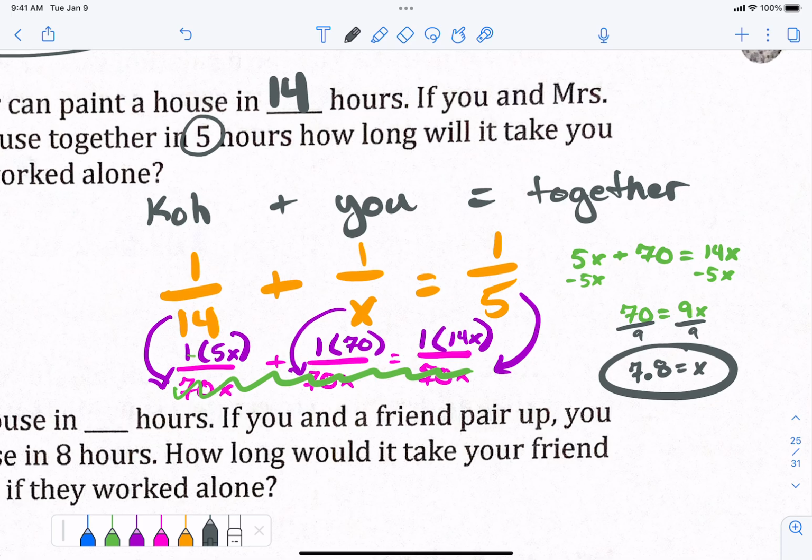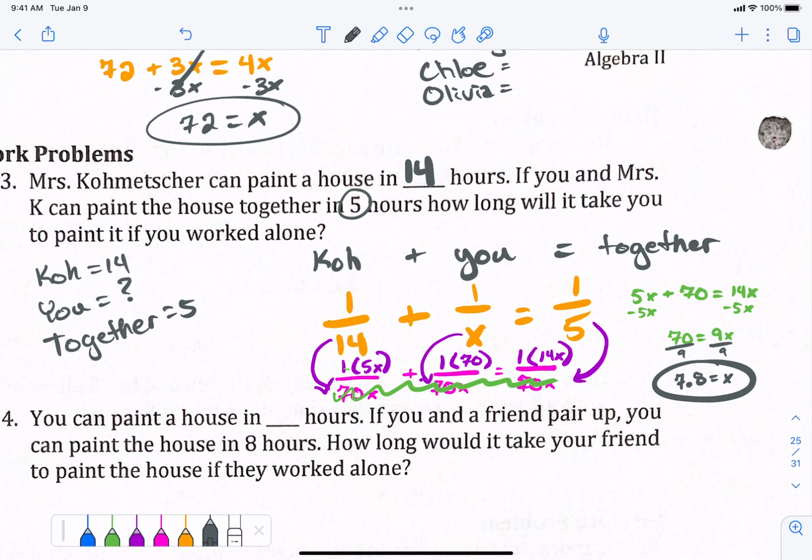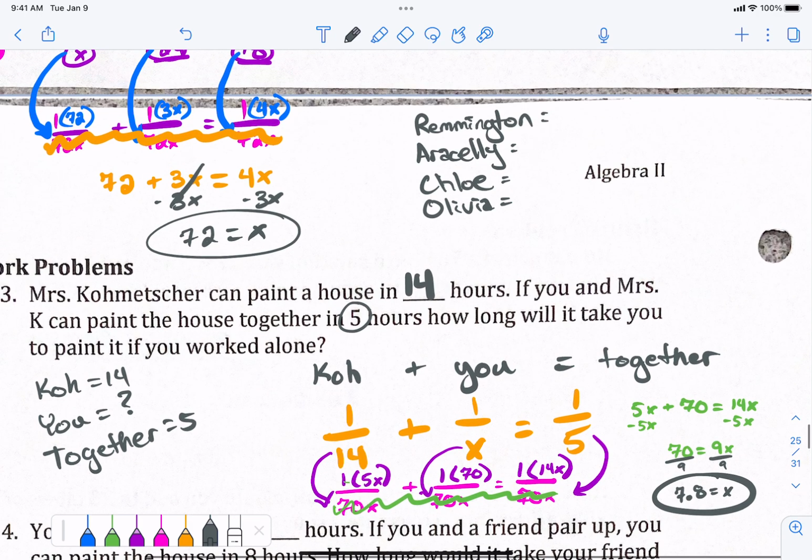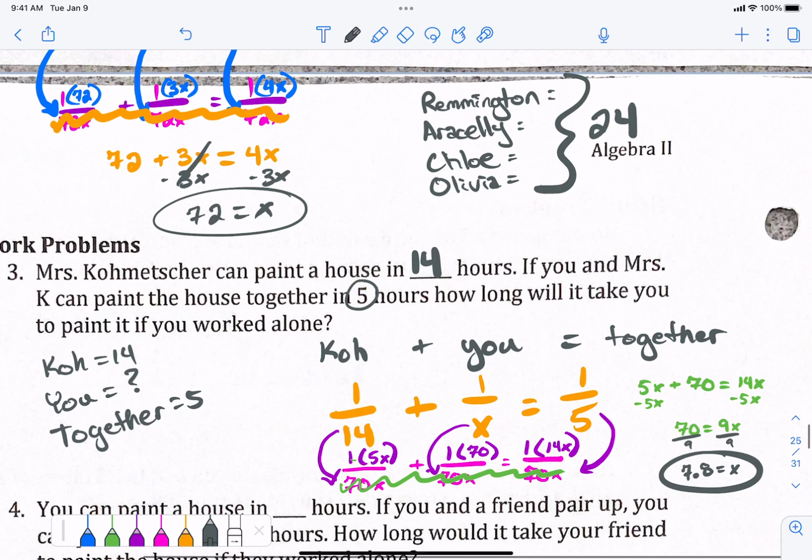You're all slower than that. 7.8 hours. Now you're going to use your number. You people who are gone today, here's your number: 24. They're the slowest ones. You have 24, so you are the slowest painters. Sorry. You're all going to have the same number, 24.